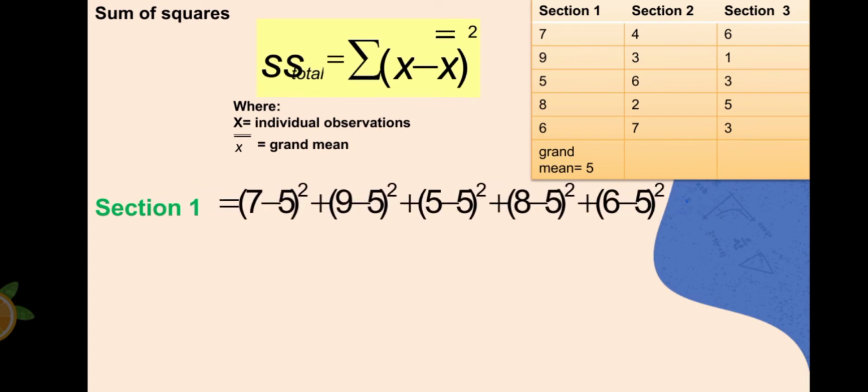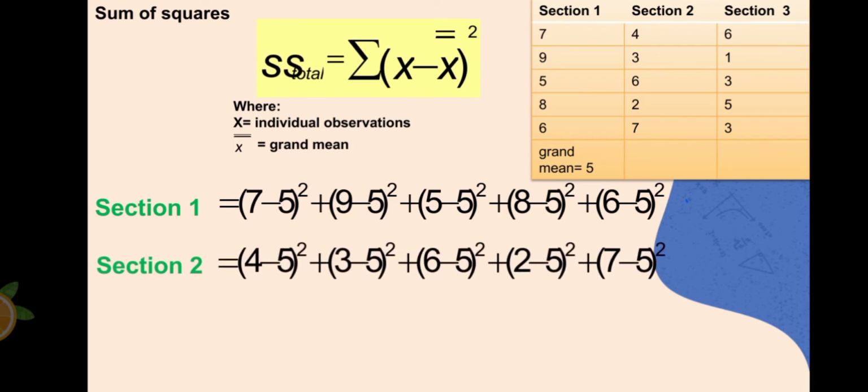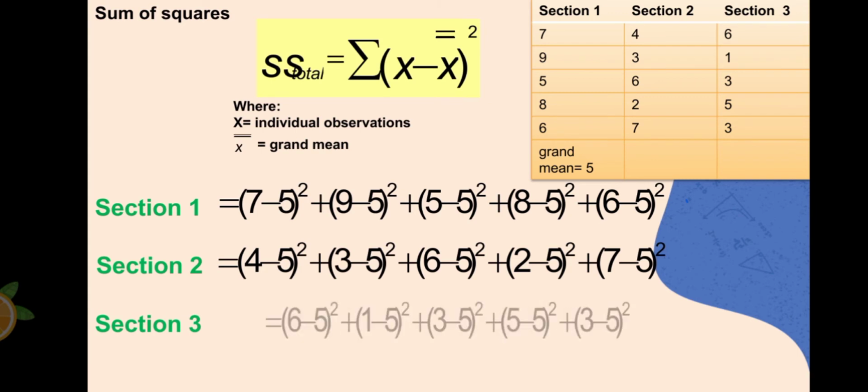7 minus 5 squared plus 9 minus 5 squared plus 5 minus 5 squared plus 8 minus 5 squared plus 6 minus 5 squared. Again, in ANOVA, this is the detailed portion in solving the data. So in section 2, we have the same process. 4 minus 5 squared plus 3 minus 5 squared plus 6 minus 5 squared plus 2 minus 5 squared plus 7 minus 5 squared. And for section 3, the same process.